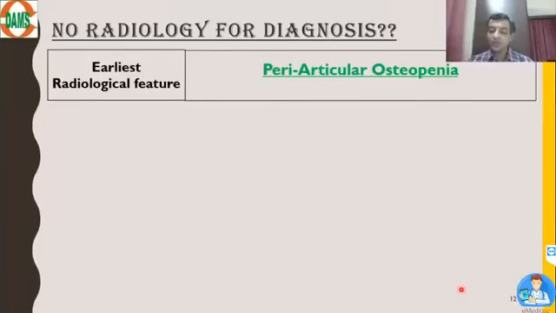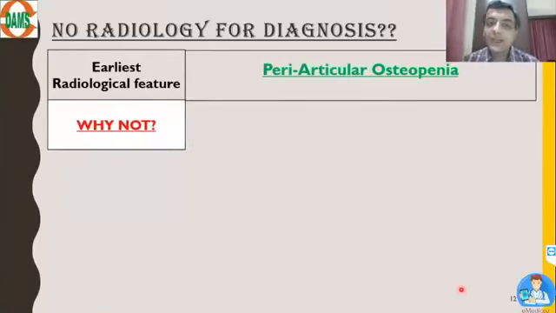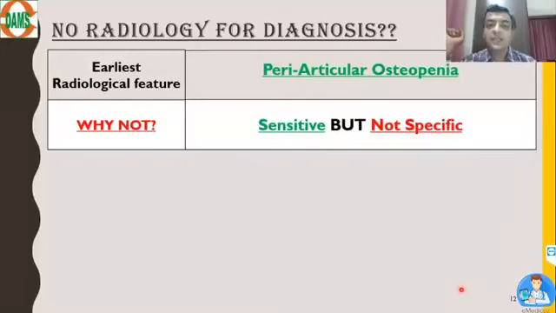But why not then include it in the diagnosis? If it is an early feature, why not include it? We don't include it for diagnosis because it is sensitive but non-specific. So we are writing the reason why we are not using radiology for diagnosis of RA.